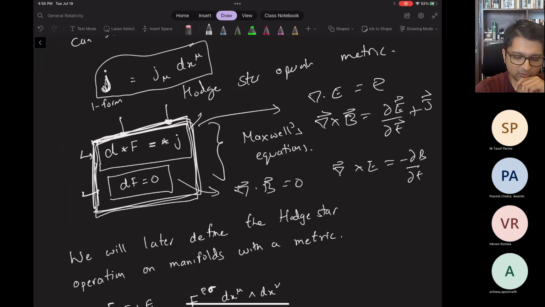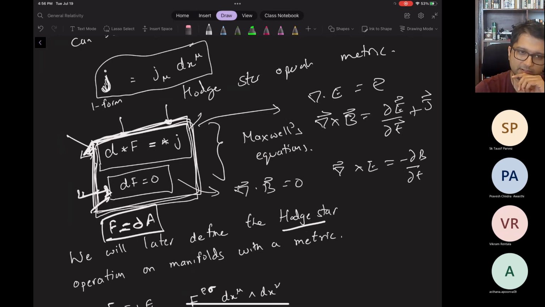The second one is an automatic property of the fact that F is equal to dA. F can be written as an exterior derivative, and it doesn't require any definition of a metric to interpret this. To interpret the other one requires a definition of a metric. I'm not going to go into the details of this Hodge star. Maybe that's for a later discussion. Any questions here?